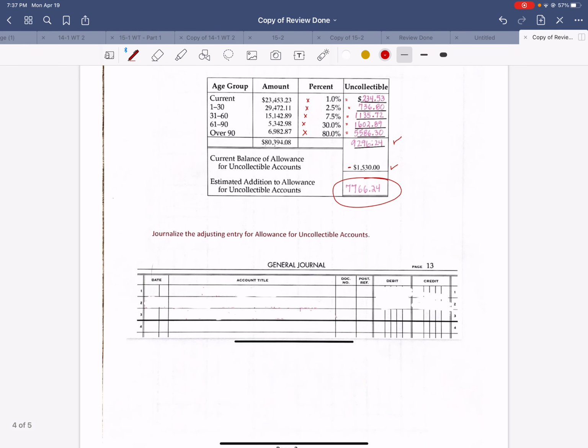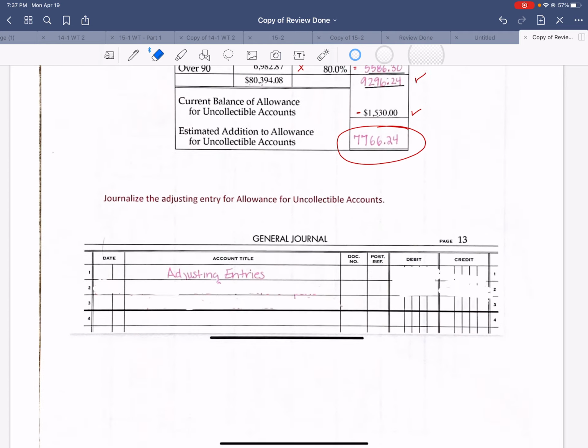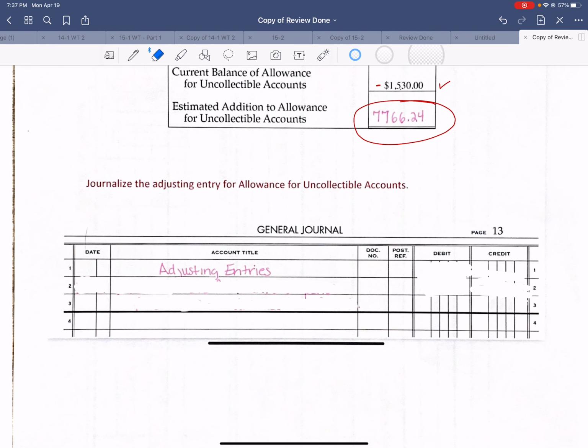Okay, to make the adjustment, we write the words adjusting entries because there is no source document. This is just a regular occurrence at the end of the fiscal period that we make adjustments. The date is December 31st. Remember, when we start our adjusting entries, we start on a brand new page. We write our uncollectible accounts expense. And I wrote that in the wrong number here. Here we go.